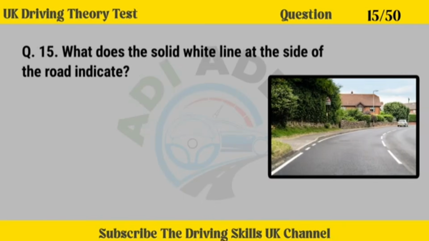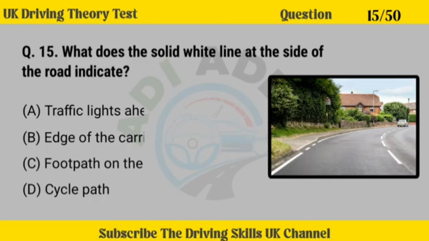Question 15. What does the solid white line at the side of the road indicate? A. Traffic lights ahead. B. Edge of the carriageway. C. Footpath on the left. D. Cycle path. The right answer is B, edge of the carriageway.